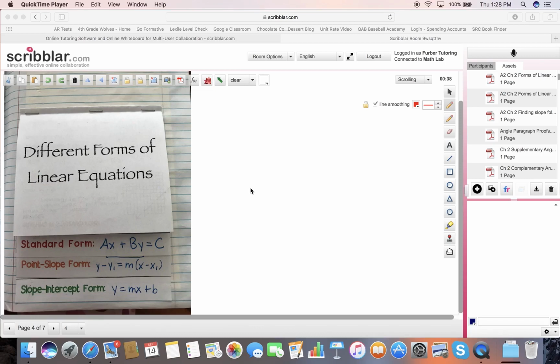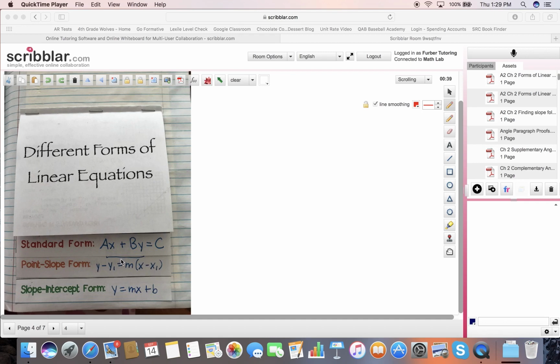So we're coming back to this booklet that you see in your notes on page 23. You have this already, so you can fill this in as we go. We've already discussed standard form, which is ax plus by equals c. So we're moving on to point slope form. I want you to write this on your foldable down here in this little tab. Point slope form is y minus y1 equals m times x minus x1.